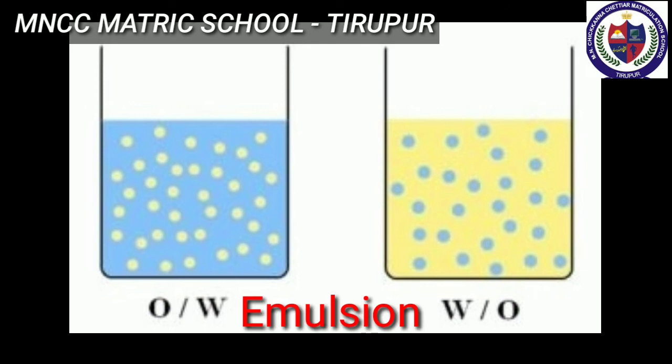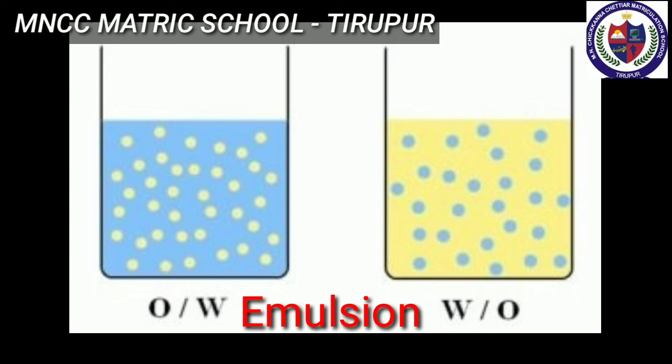Next we move to emulsion. An emulsion is a colloid of two or more immiscible liquids where one liquid is dispersed in another liquid. That means one type of liquid particles get scattered in another liquid. In other words, an emulsion is a special type of mixture made by combining two liquids that normally don't mix. The process of turning a liquid mixture into an emulsion is called emulsification. For example, milk, butter, cream, egg, paint, etc.